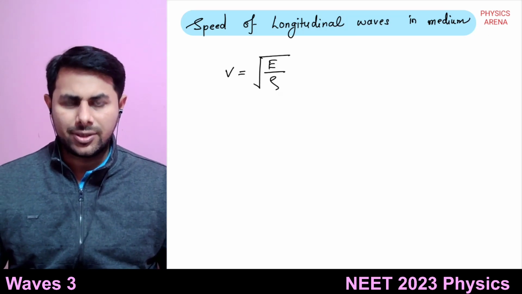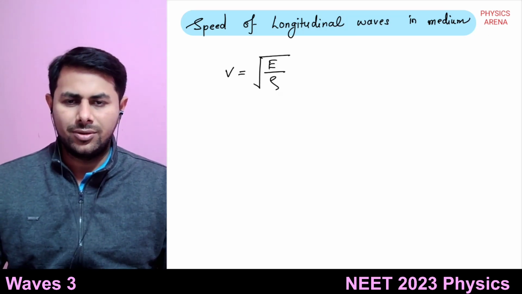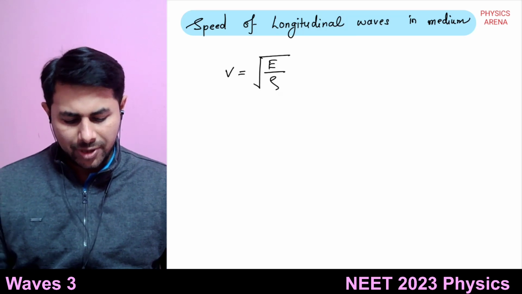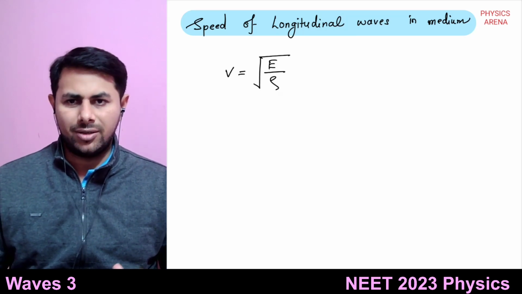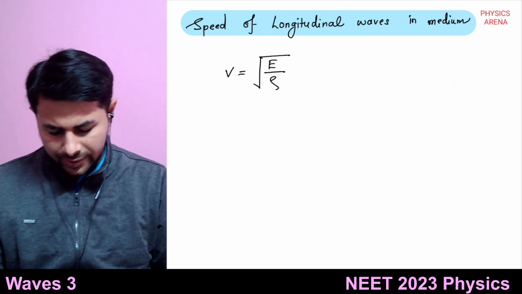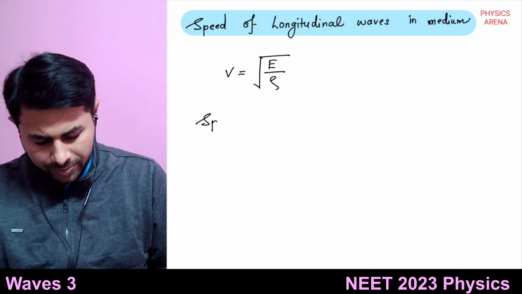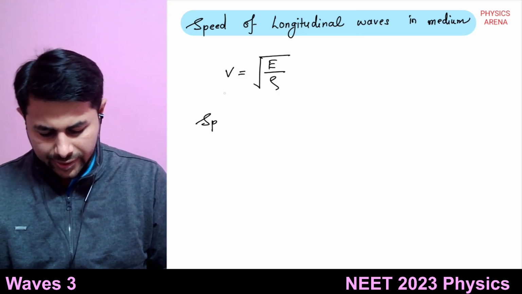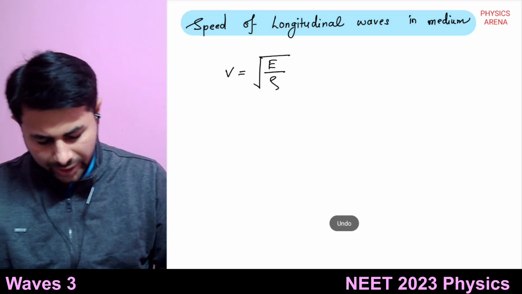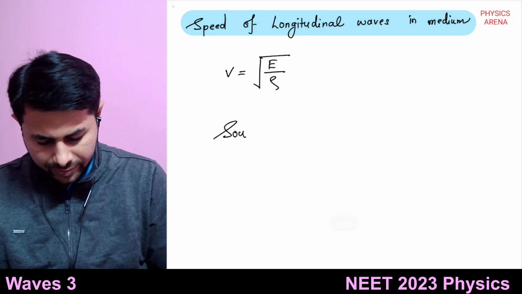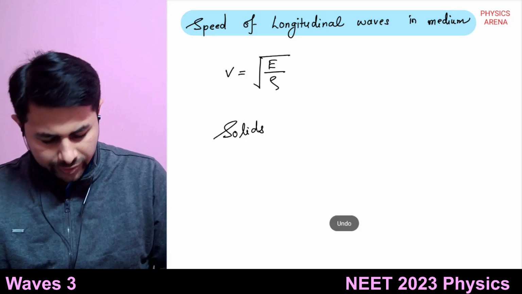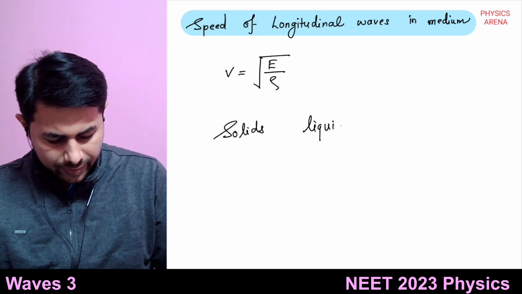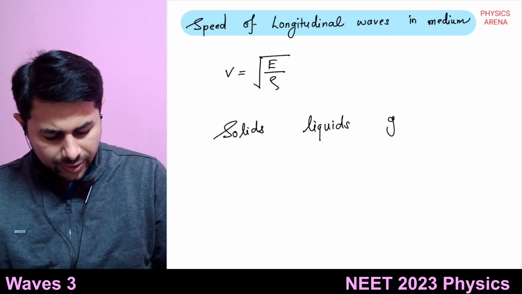V is given by what? Square root of E divided by rho. Okay, this is the formula for speed of longitudinal waves in a medium. So now the question is about the speed of sound. We have solids, we have liquids, and we have gases.